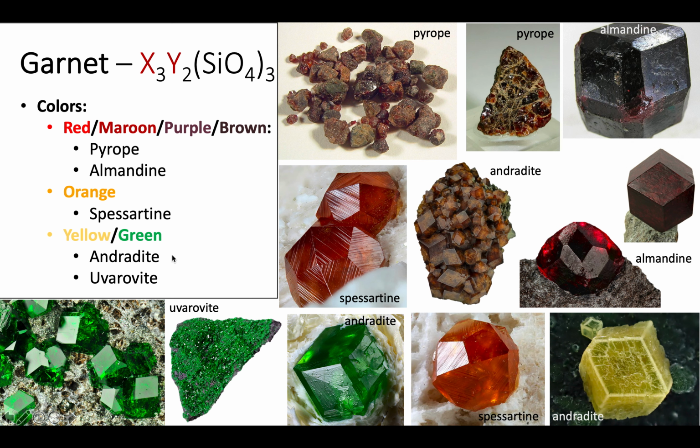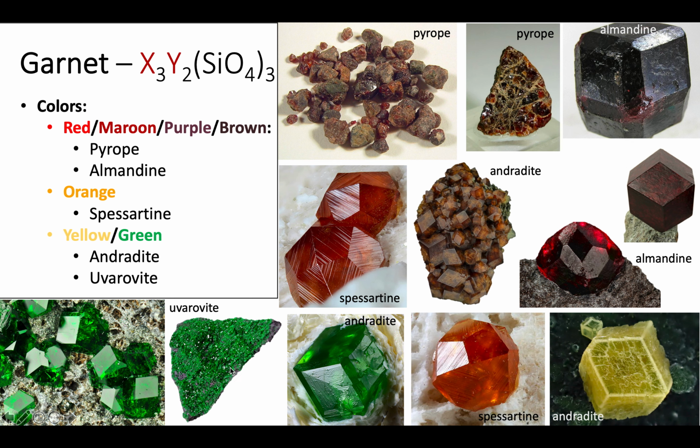And then andradite is going to be yellow to yellow-orange to green. So we've got an orangish andradite crystal here in the middle, or cluster of crystals. We've got a yellow andradite crystal down in the bottom right, and a green andradite crystal down here in the bottom middle. And then uvarovite is going to basically always be green, this very bright apple green.